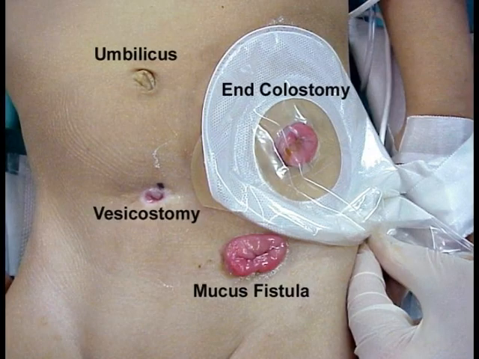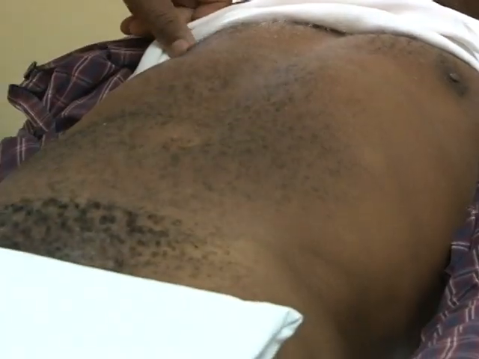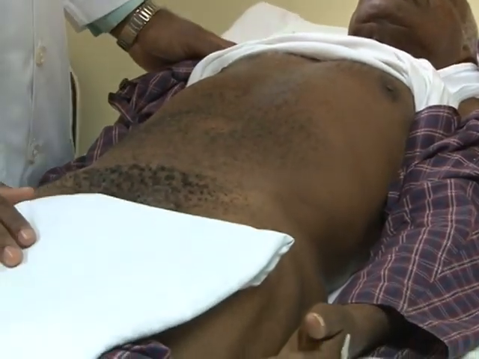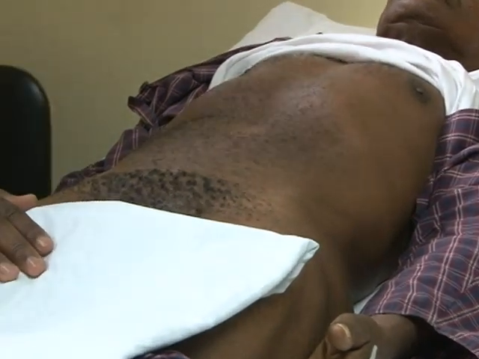Herniae are usually examined with the abdomen. We will ask the patient to cough to demonstrate any umbilical or other herniae.